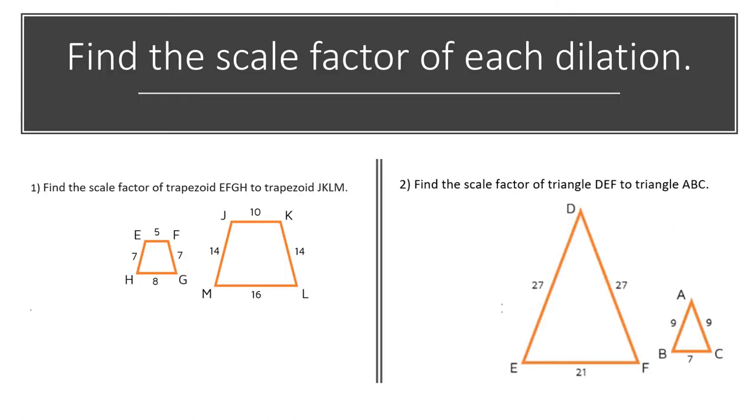All right, so let's see if you can show what you know here. So we're looking for the scale factor for each dilation. In the first one, we're going trapezoid EFGH to JKLM. And then the second one, we're doing triangle DEF to triangle ABC. I'll give you a couple of seconds here to think through and see if you can come up with the scale factor.